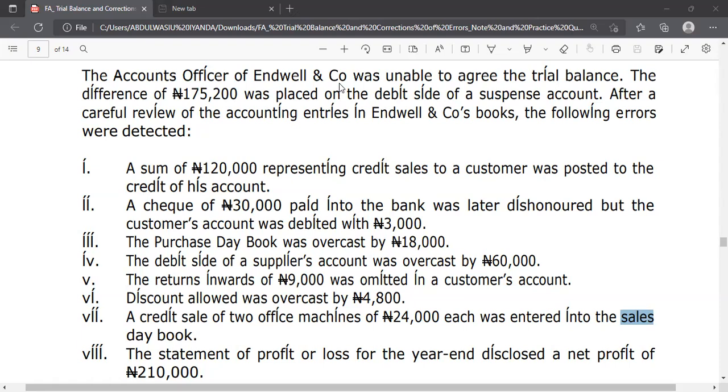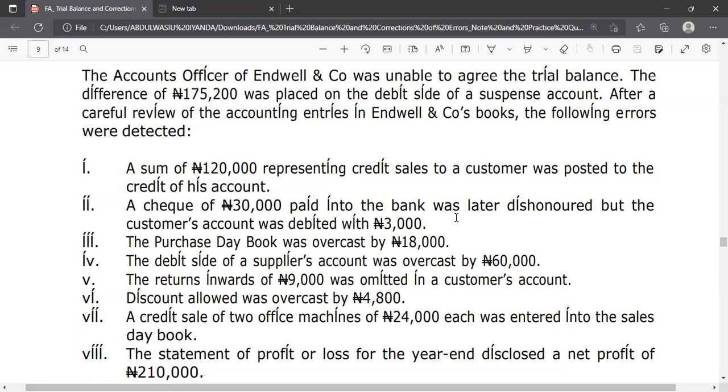30,000 paid into the bank account is an asset, and coming into the bank account will increase the value of the bank account. And once an asset is increasing, you are supposed to debit it. Okay. So debiting the customer's account is an error on its own, before we talk about the 3,000 naira issue. Thank you very much for your contribution as well.